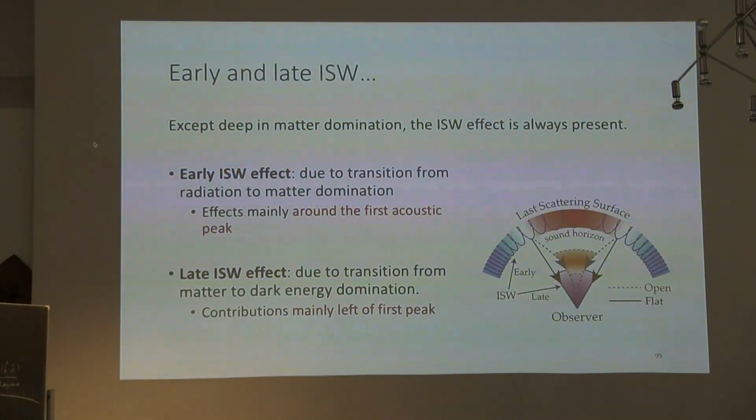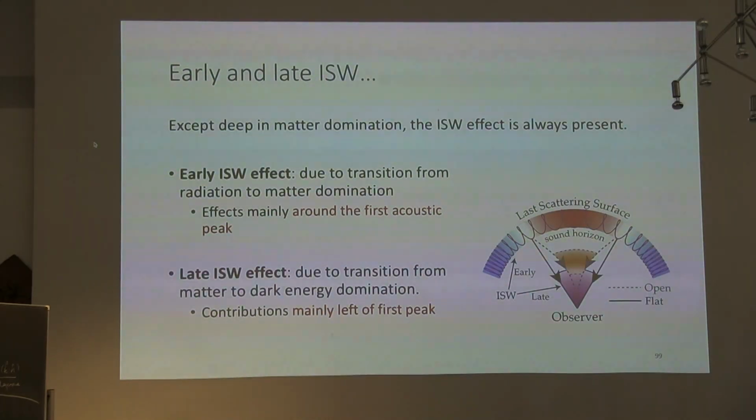Now, there are actually two ISW effects that people talk about in the literature. One is called the early ISW effect, and the other one is called the late ISW effect. That is because the ISW effect depends on the potentials evolving, right? And during matter domination, the potentials are practically constant. So for the late universe, the only time where you would expect to see the ISW effect kicking in at all would be around the transition from radiation domination to matter domination.